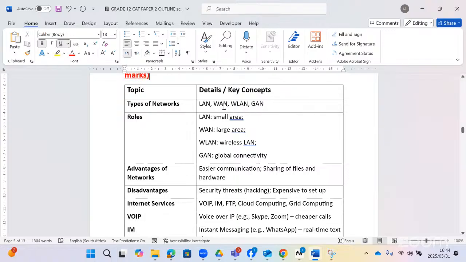The definition, the advantages and disadvantages, like LAN: a type of network in a small geographical area. WAN: a type of network that covers a large area. Wireless LAN, which is a type of local area network that connects wirelessly. So here they connect wirelessly. And then GAN, which is the global type of network. Remember, GAN is an example of WAN.